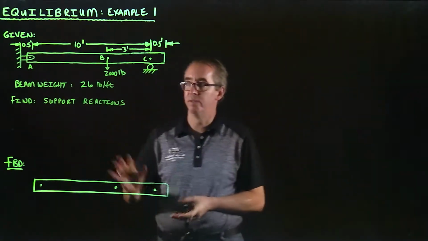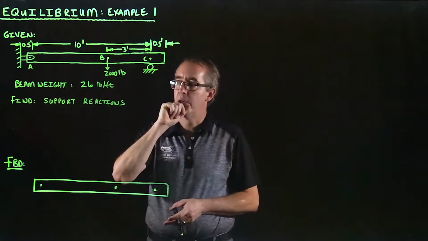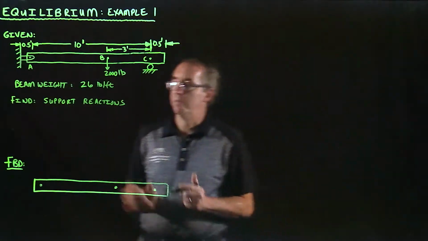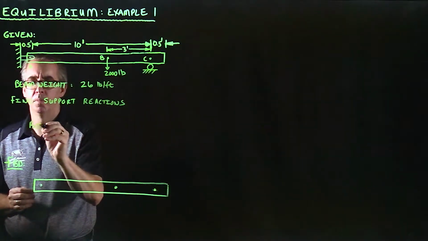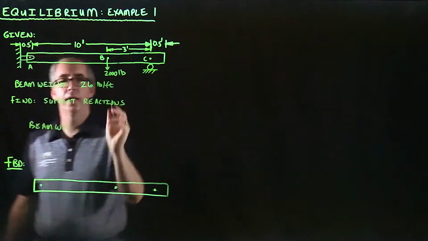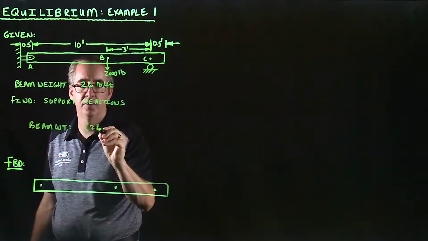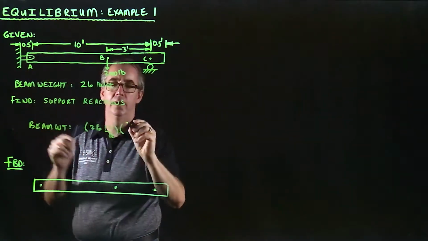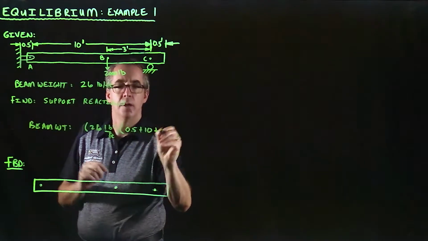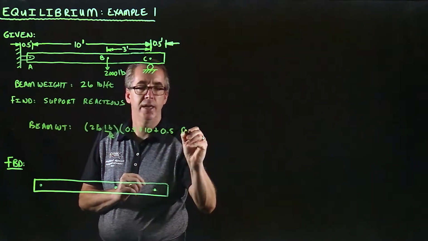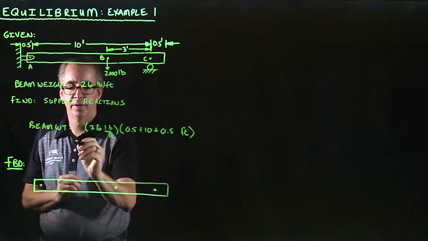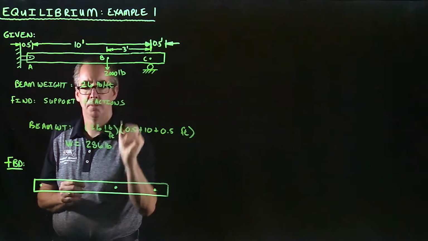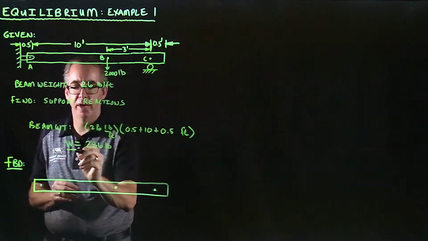What we're trying to do is find the reactions at point A and the reactions at point C. Another item that we have, of course, is the beam weight. We see that it's 26 pounds for every linear foot. So first I'll calculate the overall beam weight. I'm going to take the 26 pounds per foot and multiply that by 0.5 plus 10 plus another 0.5 feet. So that's 11 times 26. I'm going to call this W, and it comes out to be 286 pounds. So the weight of the beam is 286 pounds.